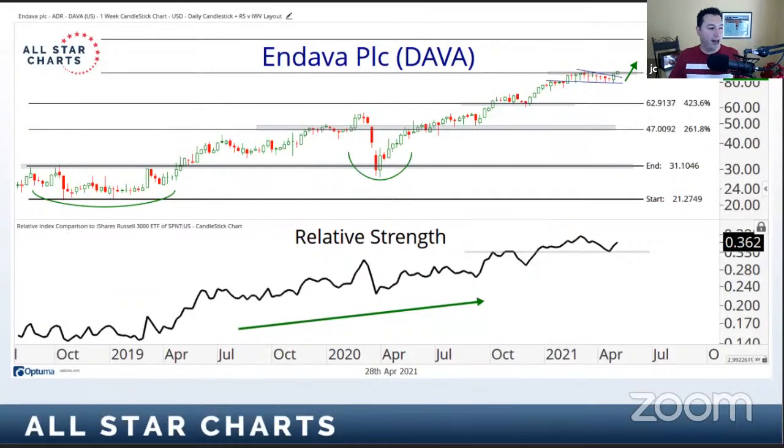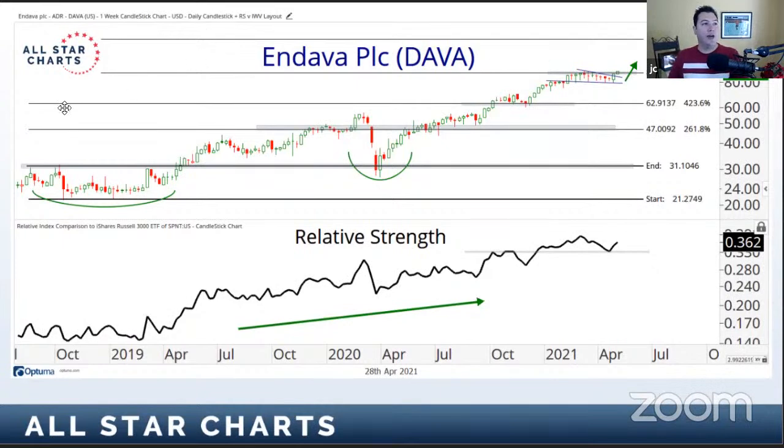So here we're looking at Endava, DAVA. So this is from last week. So I just want to pull this up. So this is DAVA. So DAVA, right now it's around 87.5. So it's still below our level. We only want to be long if it's above 89, right? And DAVA is a $4.5 billion, so this is a mid-cap stock, $4.5 billion UK-based software company.